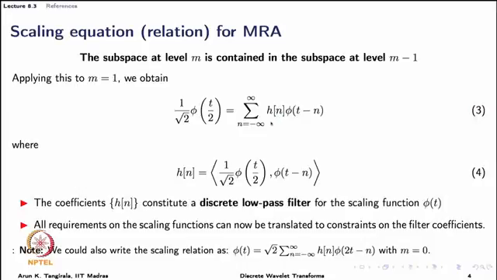Notice that h is a discrete sequence, whereas phi of t is a continuous valued function. So, there is a big difference between these two. And how is this h computed? Well, because phi is orthonormal, we can straight away write h as the inner product between 1 over root 2 phi of t by 2 and phi of t minus n. That is the beauty here, because we have an orthonormal basis. The expression for h of n is very simple.